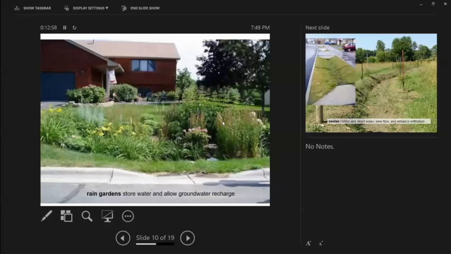You can also see here, so this rain garden is receiving runoff from the house, but you can also see there's this little small, I don't know the technical term. Oh, what? Thank you. Curb cut. I was going to say curb is lower. Thank you. To allow runoff from the street to also go into that rain garden.